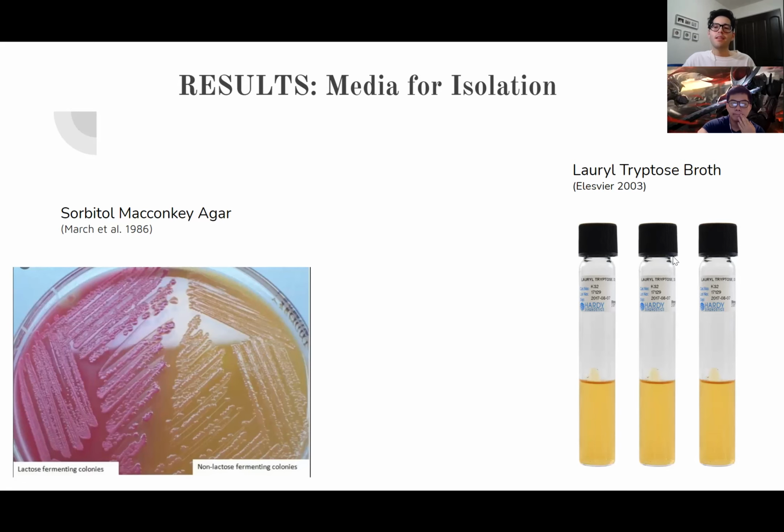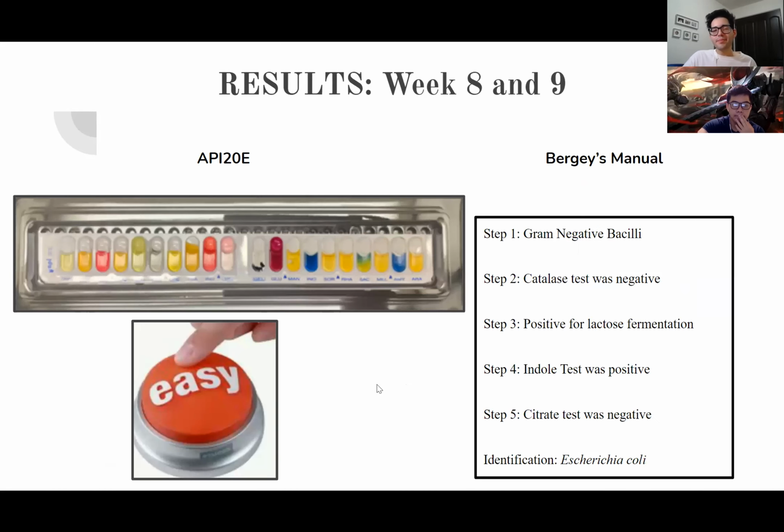In week 8 and 9, we performed an API 20E test and we looked at the Bergey's manual to identify the bacteria. This was rather easy because we just had to fill up the wells and get the results. The results for the API 20E test were that it matched 97.4% with E. coli, and the Bergey's manual also matched it with E. coli, as you can see from the 5 steps that were given. So the API 20E test and Bergey's manual matched up.